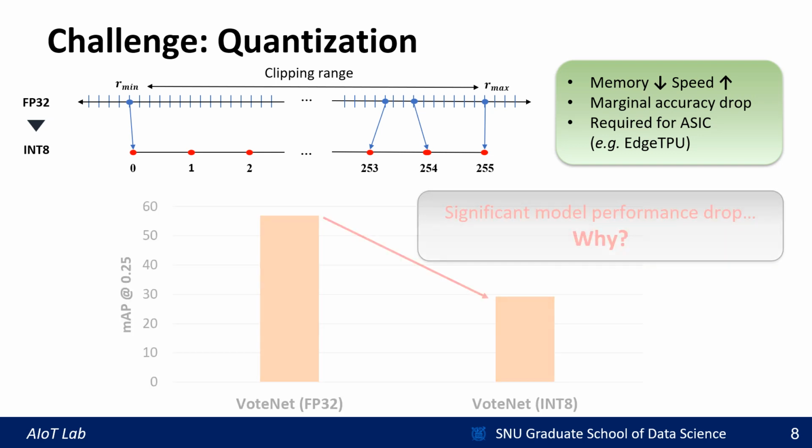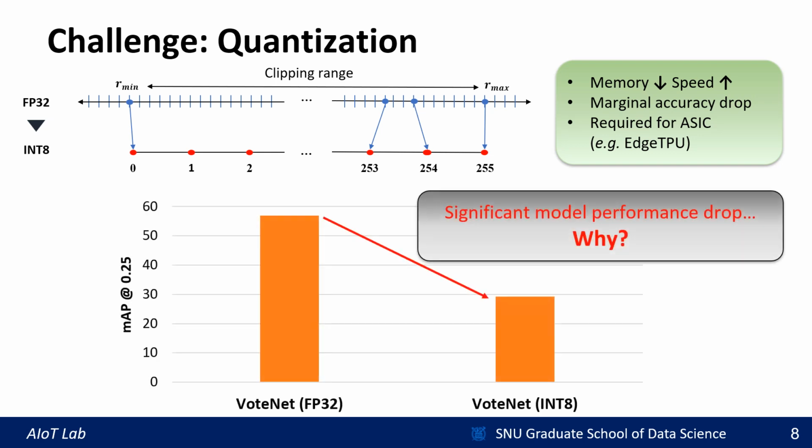We tested TF-Lite default settings to quantize our model from 32-bit floating point to 8-bit integer. However, we experienced a significant model performance drop when the default quantization of TF-Lite is used. We deeply investigated this, and found out that we need to take special care of quantization granularity.